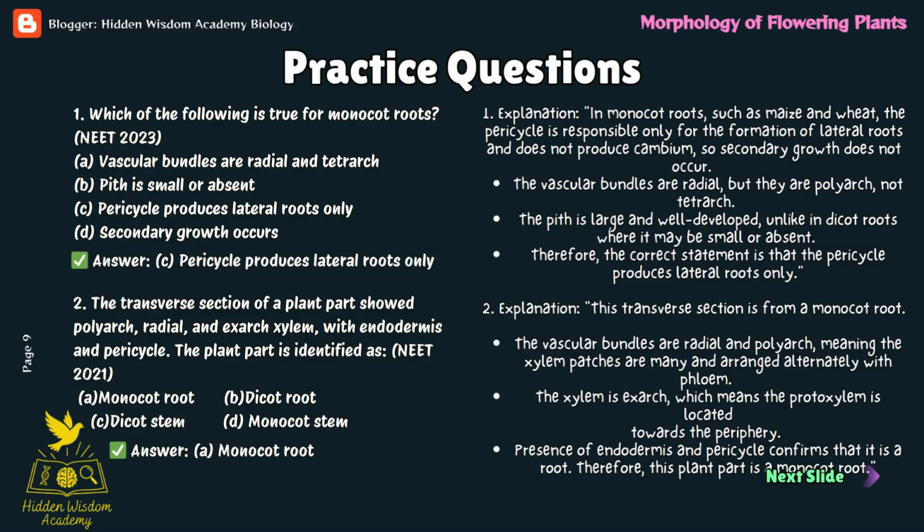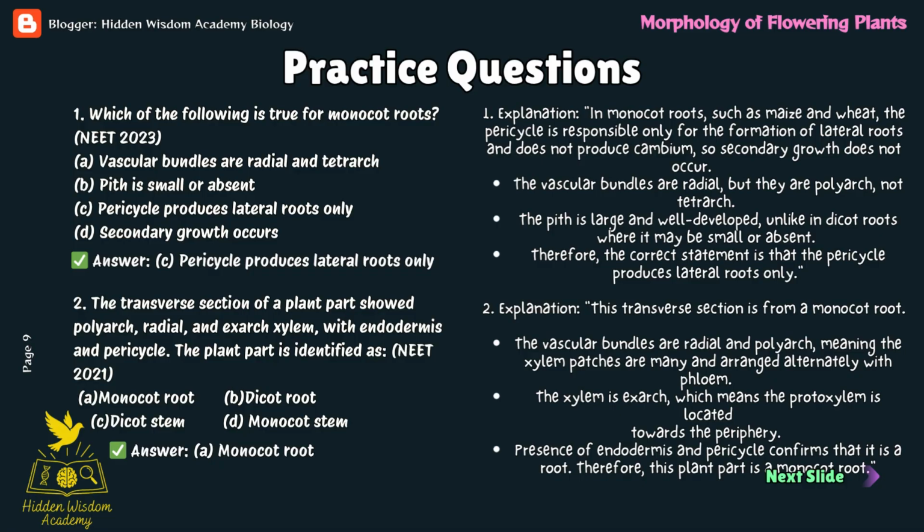Now, let's move to question 2. The transverse section of a plant part showed polyarch, radial, and exarch xylem, with endodermis and pericycle. The plant part is identified as. This is also a PYQ from NEET 2021. Option A. Monocot root. Option B. Dicot root. Option C. Dicot stem. Option D. Monocot stem.